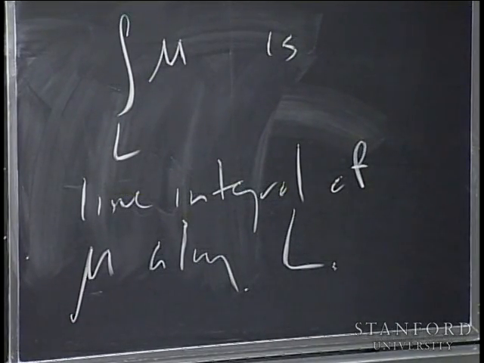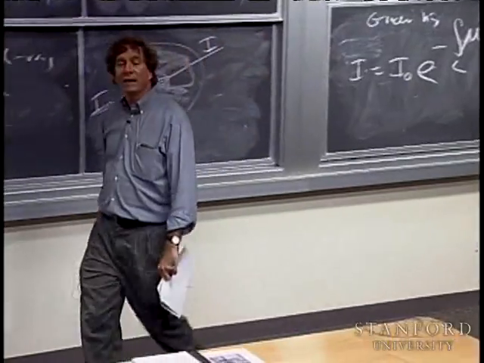Okay, now, you know I naught, you measure I. So all those numbers are known. What you don't know is mu. And in particular, you don't know the integral of mu along a line. Now, what you do is you make lots of measurements.